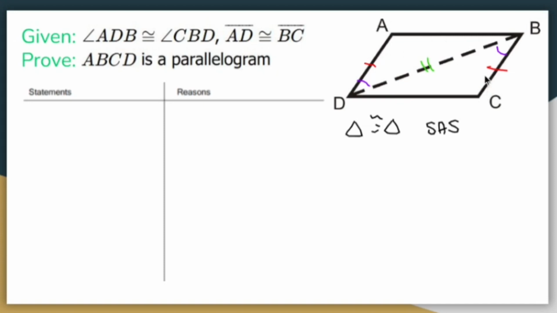I already know that AD and BC are congruent, but since these triangles are congruent, I could say that these sides are congruent by using CPCTC. So I could say that AB is congruent to DC by using the corresponding parts of congruent triangles are congruent theorem. Now that I have that, I could say that this is a parallelogram using the opposite sides theorem converse.